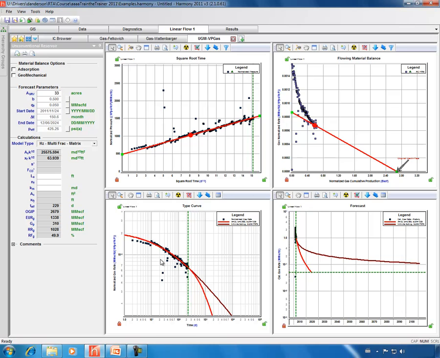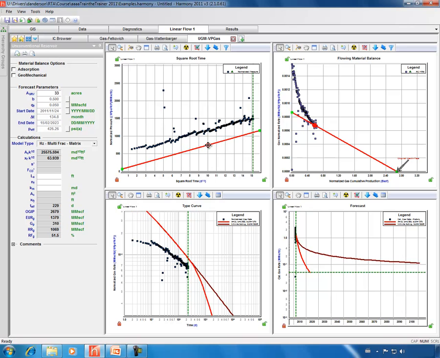Just to show the interplay between these plots, we can move this data up and down. What we're looking at right now is changing the skin. When we change the skin, we change the shape of the curve on the type curve on the log-log plot because it's a production rate plot. It changes shape. However, it doesn't change shape on the square root of time plot. The slope remains the same. It's only the position of the straight line that changes.